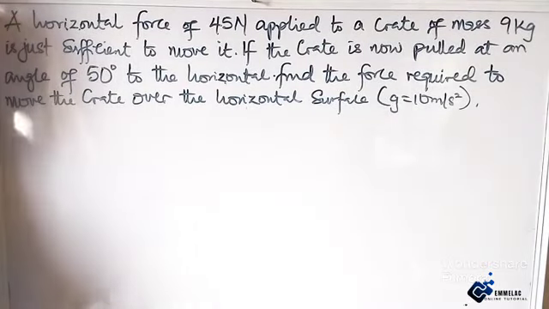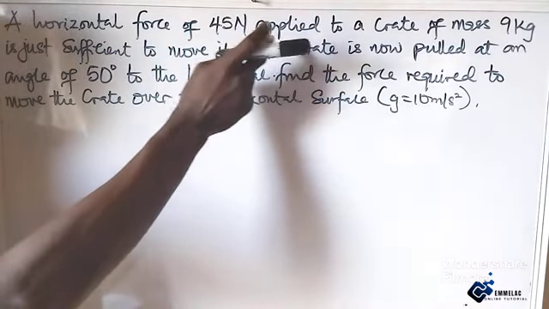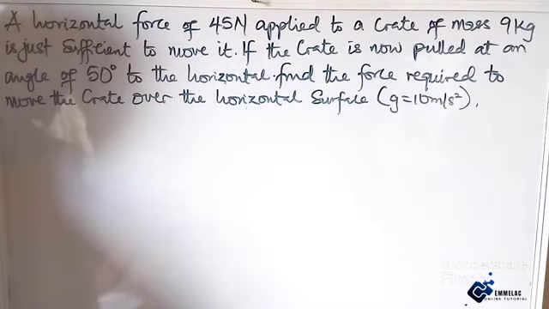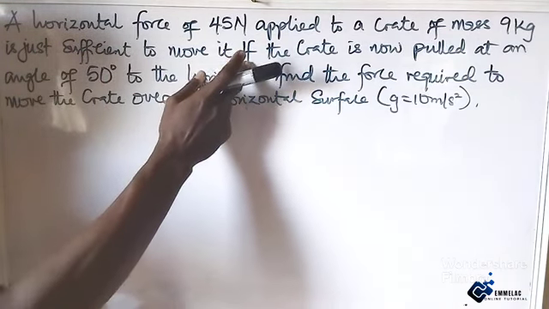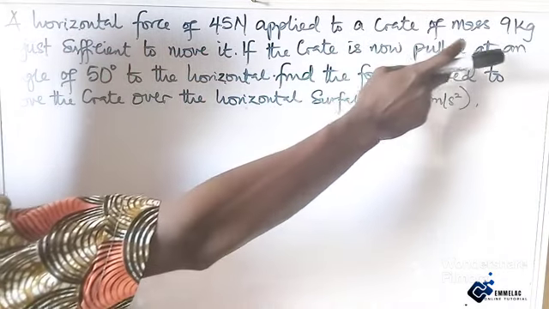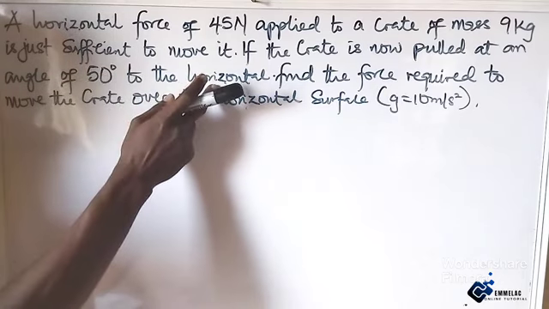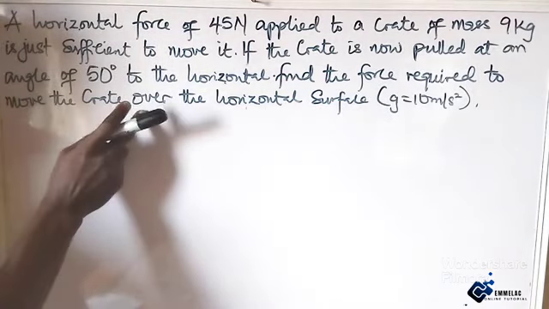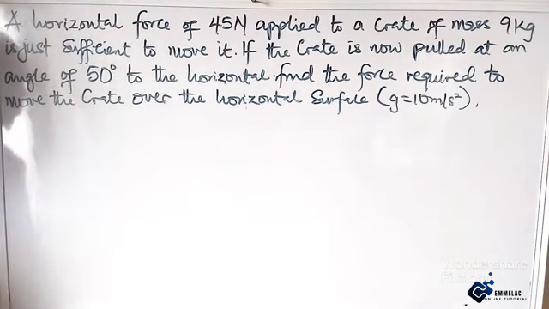And before us is this question that says a horizontal force of 45 Newton applied to a crate of mass 9 kilogram is just sufficient to move it. Now, if the crate is now pulled at an angle of 50 degree to the horizontal, find the force required to move the crate over the horizontal surface. And we are given that the acceleration due to gravity is 10 meter per second square.